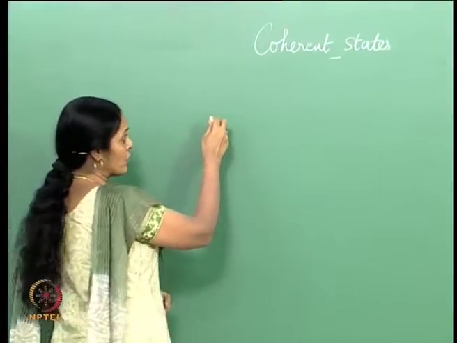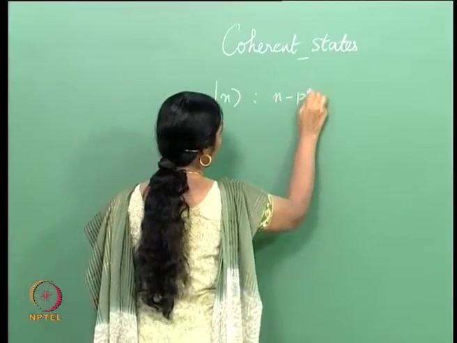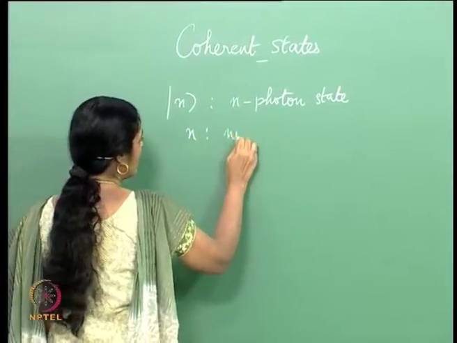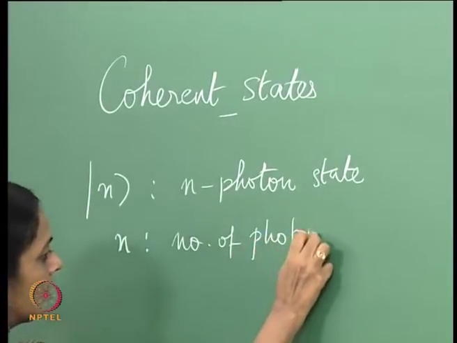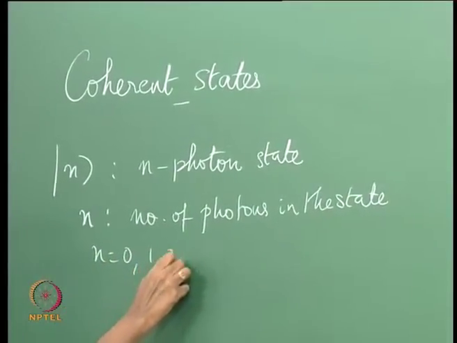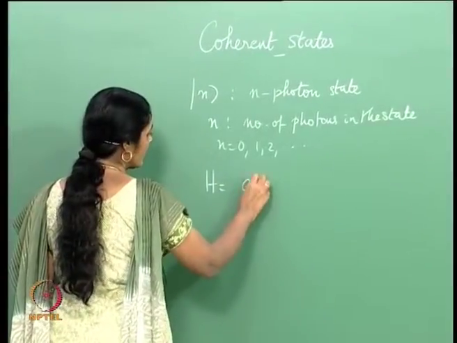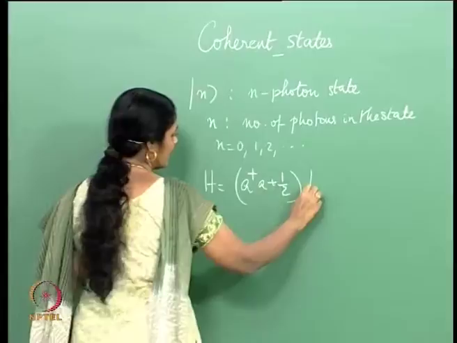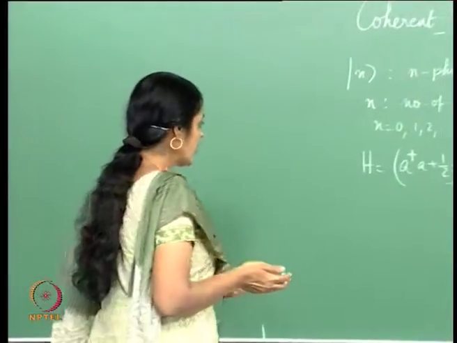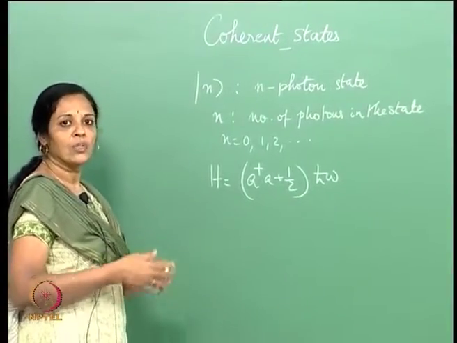Just for recapitulation, in quantum optics, ket n would be the n photon state, which means the label n is the number of photons in the state, so that n can take values 0, 1, 2, and so on. The Hamiltonian under consideration is H = ħω(a†a + 1/2), half ħω being the zero point energy, and omega being the frequency of the radiation field. The radiation field is the quantized electromagnetic field.